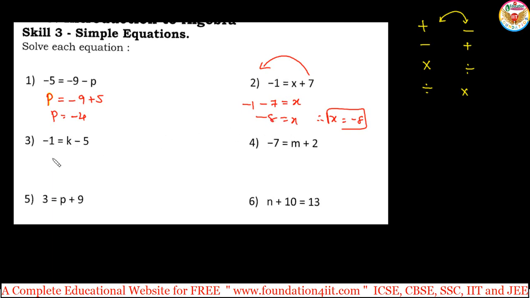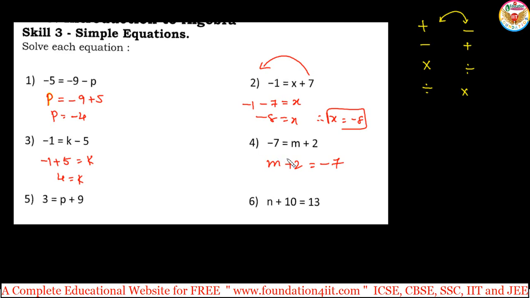Same way. Minus 1 is already there. 5 is being subtracted with k. If you take it to the other side, RHS to LHS, it's plus 5. So 4 is equal to k, or k is equal to 4. Same method you apply to everything here. Still, if you want a proper simple method, here if you observe, negative 7 is equal to m plus 2, right? You can write m plus 2 is equal to minus 7.